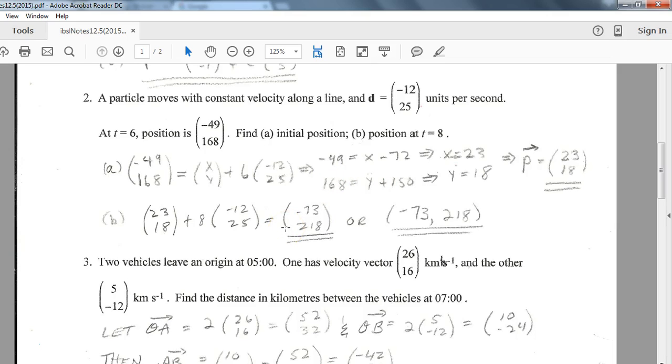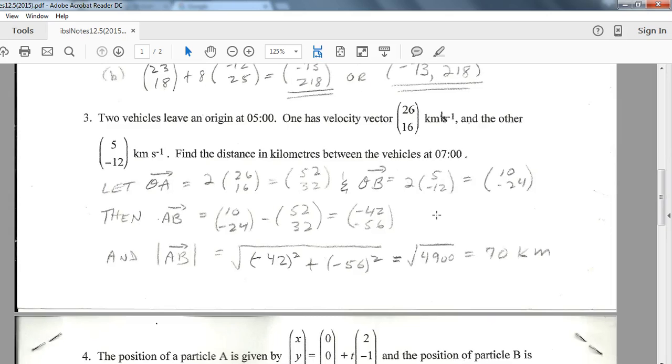For the position after 8 units of time, or after 8 seconds, well, now we have our initial position. We have our velocity vector that was given to us, and now we can sub in any amount of time that we want for t and figure out our new position. So if we sub in the 8 for t, here's the new position that we would have.